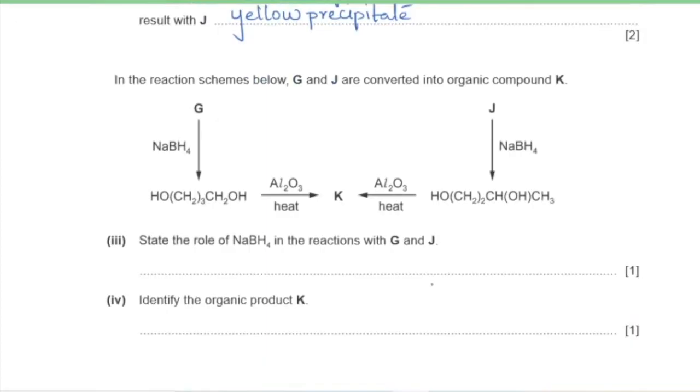In the reaction schemes below, G and J are converted into organic compound K. Part 3, state the role of NaBH4 in the reactions with G and J. So NaBH4 reacts as a reducing agent.